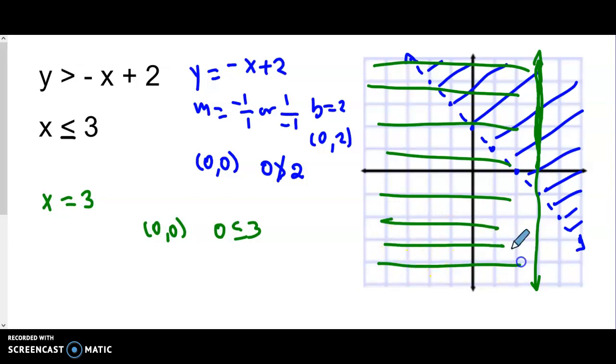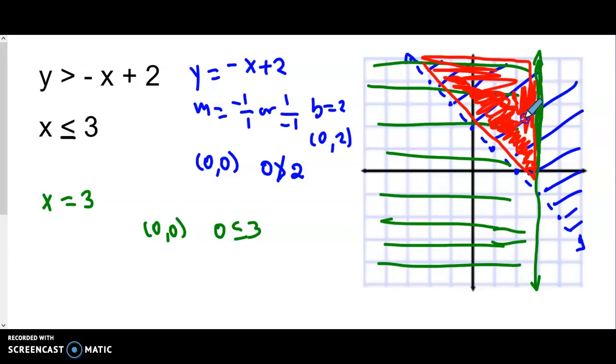I'm done with the blue separate and the green separate. I need to come back and shade where they're both true. Where do I have blue and green at the same time? Which is in here. This triangle. If you feel that you want to go back and erase what you don't need as far as the green shading now and the blue, the separate ones, that's fine. You can do that. So this is the area that is a solution to the system.